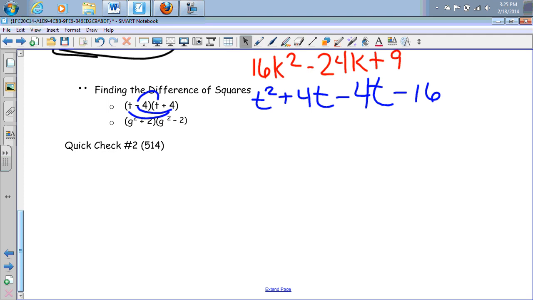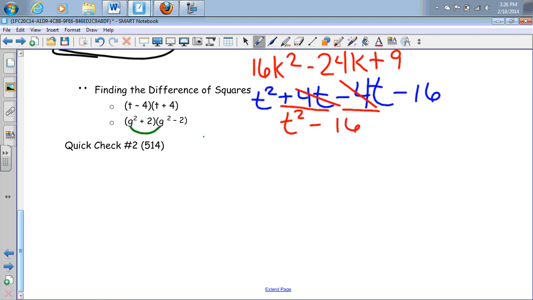Once I simplify by combining like terms, I have t squared. I have a positive 4t and a negative 4t. That is canceling each other out. Then I have minus 16. So the result of the difference of the squares t minus 4 and t plus 4 is t squared minus 16. How about the quantity g squared plus 2 times the quantity g squared minus 2?